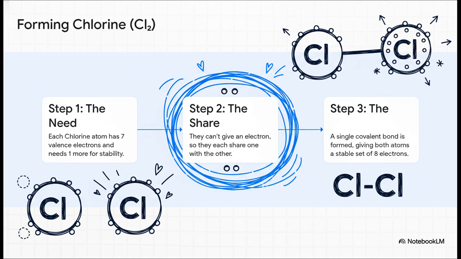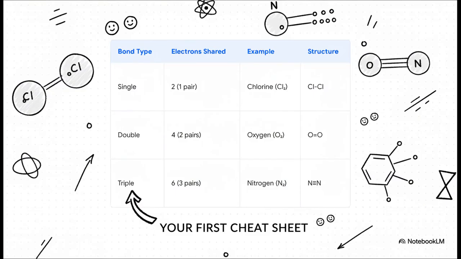Let's actually see this in action with these electron dot structures. So check out step one. We've got two chlorine atoms. Each one has 7 electrons in its outer shell, but it really wants 8 to feel stable and happy. Now, neither one is just going to give an electron away, so what's the solution? Look at step 2. They each put 1 electron into a shared pool in the middle. And boom! Step 3, they form a single covalent bond. Now, count them up. Each atom gets to count that shared pair, so they both have their stable set of 8. See? Simple sharing.